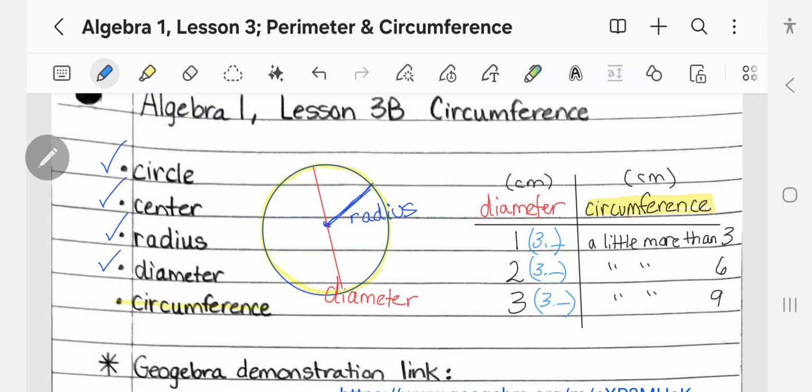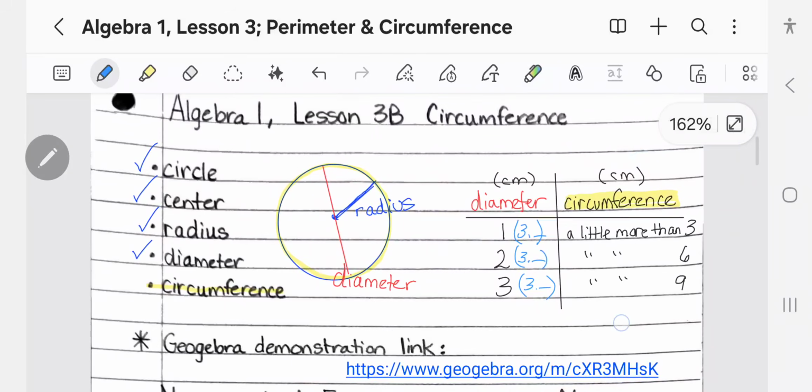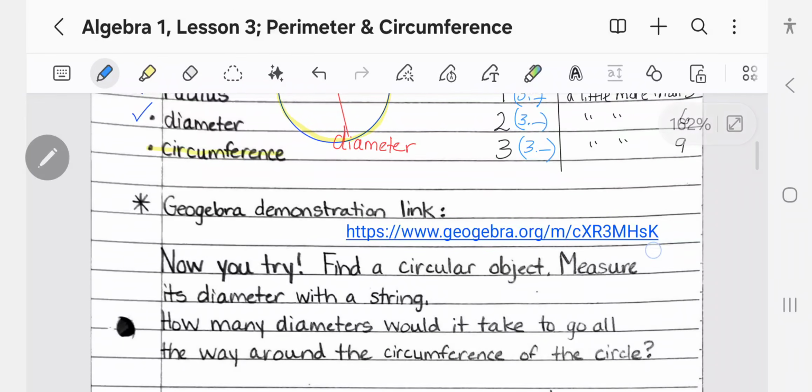And that 3-point sum number is a very special number, okay? And you can try this yourself. You can find a circular object. You can measure the diameter with a string, and then you could cut that string, and you could measure several other pieces of string that same length, and see how many diameters it would take to go all the way around your circular object's circumference.